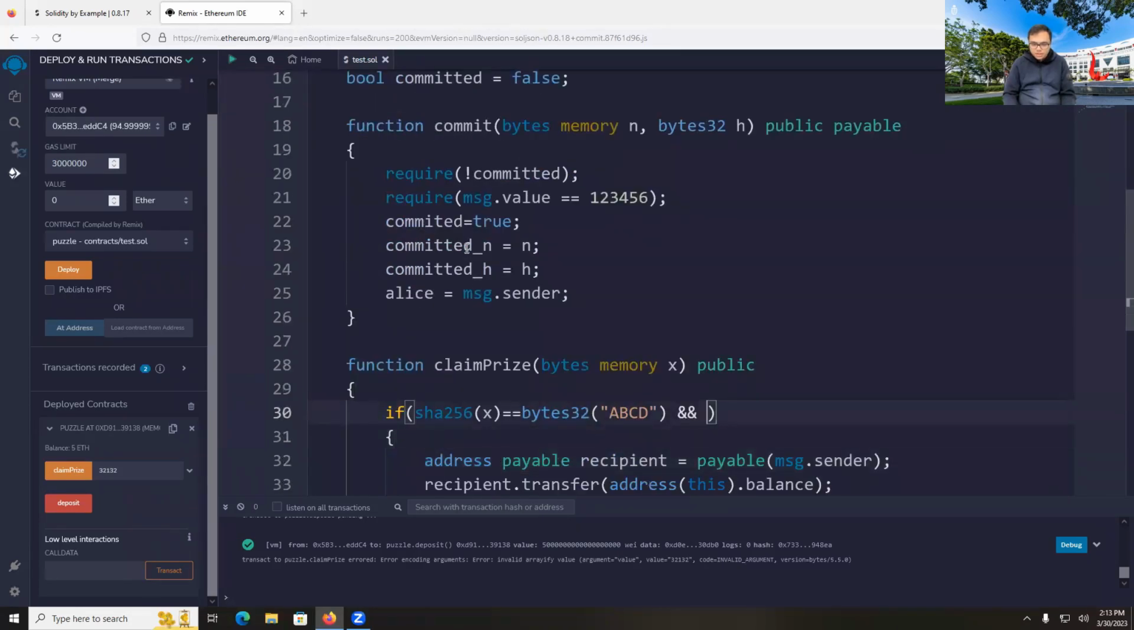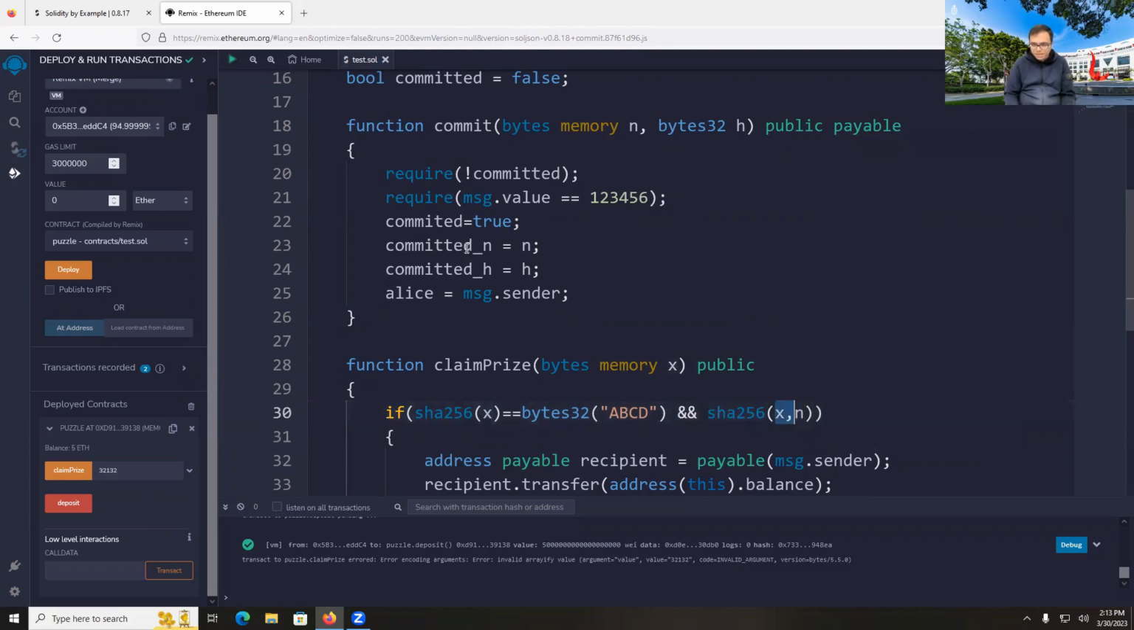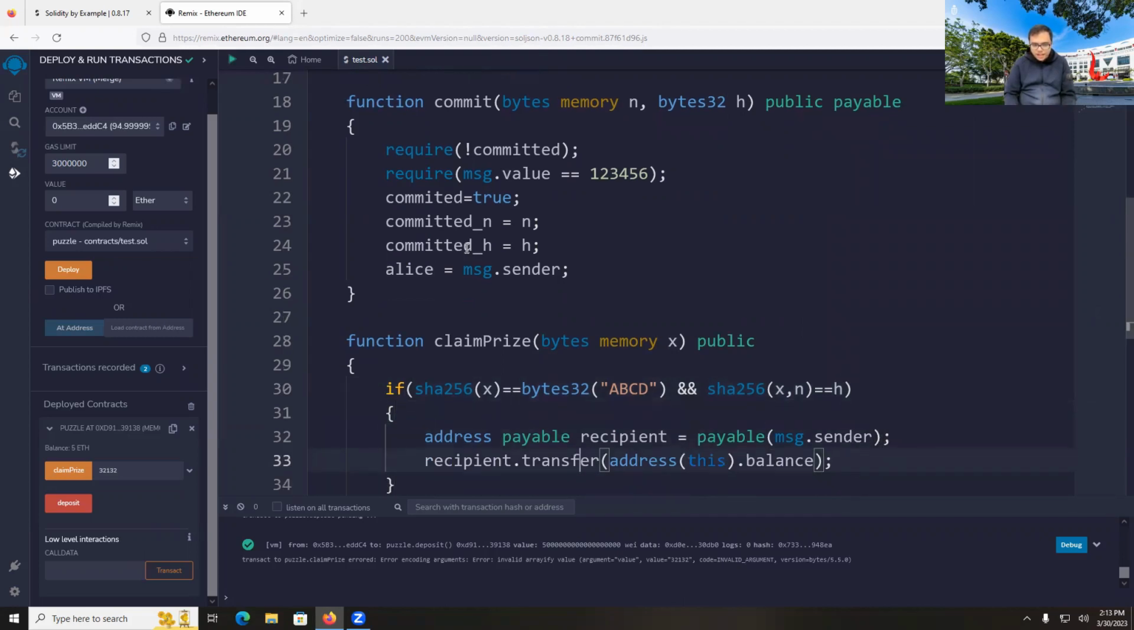Okay. So I check that the SHA-256 hash of x and n. I have to write some more stuff here, otherwise my type is not great, but okay. I want to check that this is h. Okay. So, and if this happens, I will not send this money to the person who actually called claim price. I will send it to Alice.